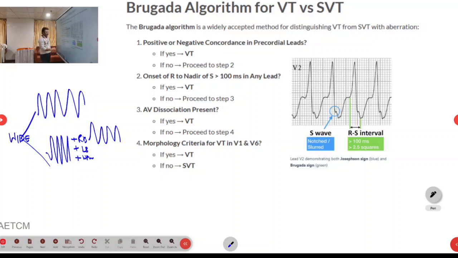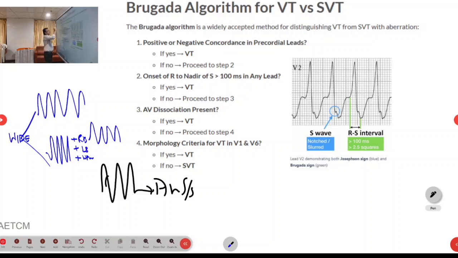That's why ACLS always tells you to look for wide complex rhythm. The treatment is this, amiodarone or shock. You have to check the ACLS protocol for that. But I am telling you there is an algorithm which can differentiate. If you are good in ECG, you can differentiate between SVT with aberrancy and VT. The most important thing is concordance and discordance. There are points given for that. I'll tell what concordance or discordance is, then you will understand.